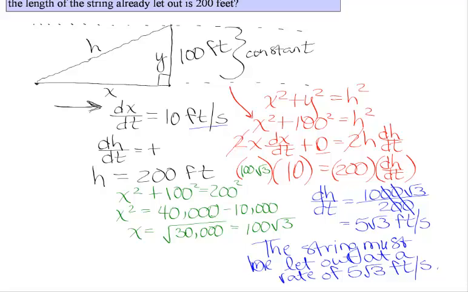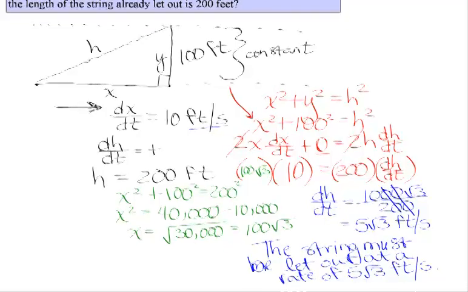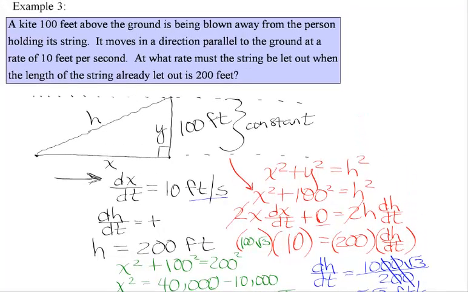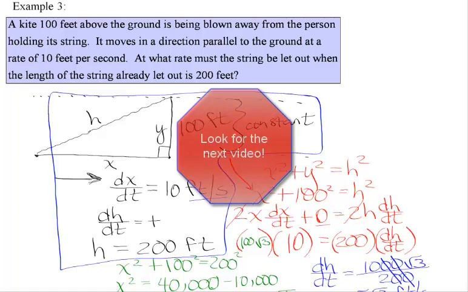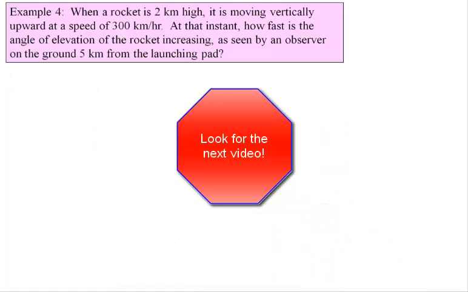There we go. So hopefully you can see over and over and over again, the process is the same. The biggest secret is to make sure that you glean all the information you can from those words and model them as well as you can. That is the key to a successful related rates problem.